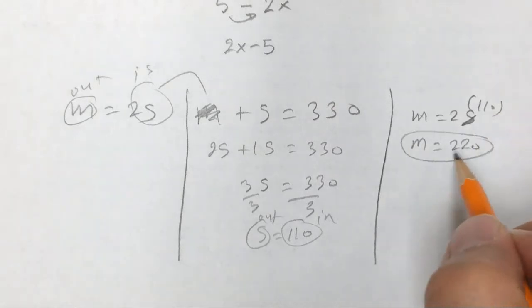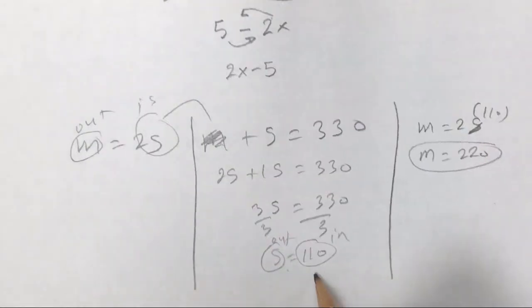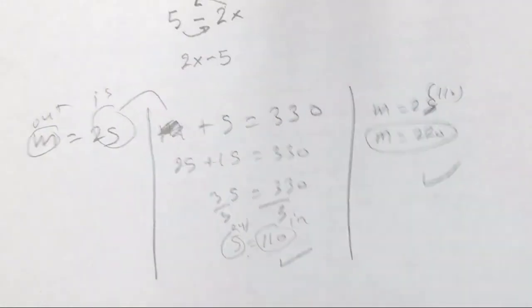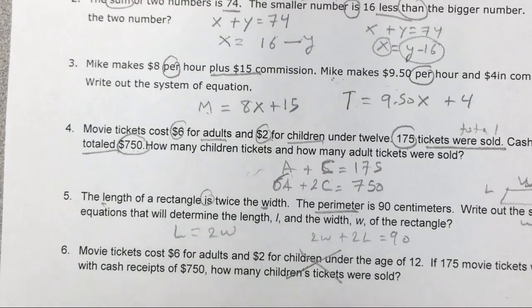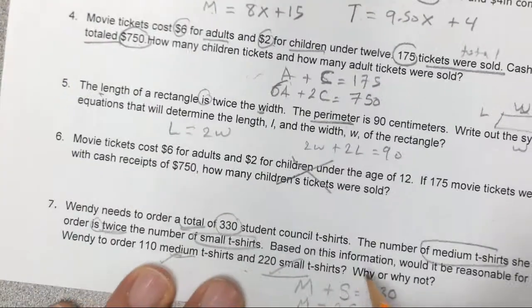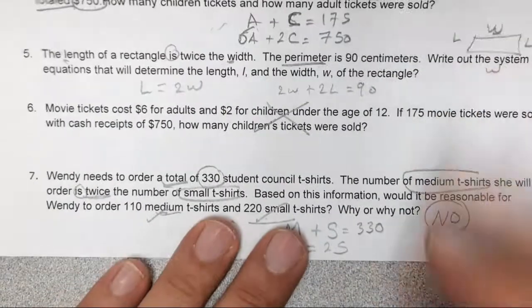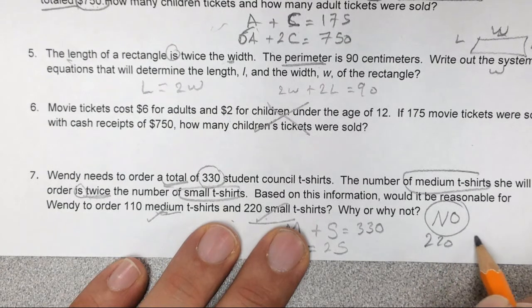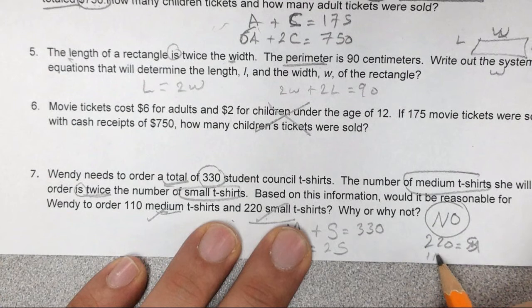So, we have to buy 220 mediums, 110 small. The small is 110. The medium is 220. They switched them. So, is it reasonable? No. Why not? Because it's 220 small and 220 medium and 110 small.